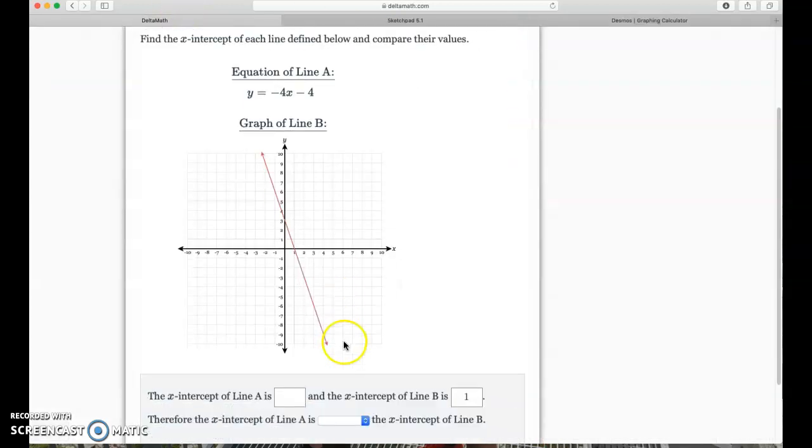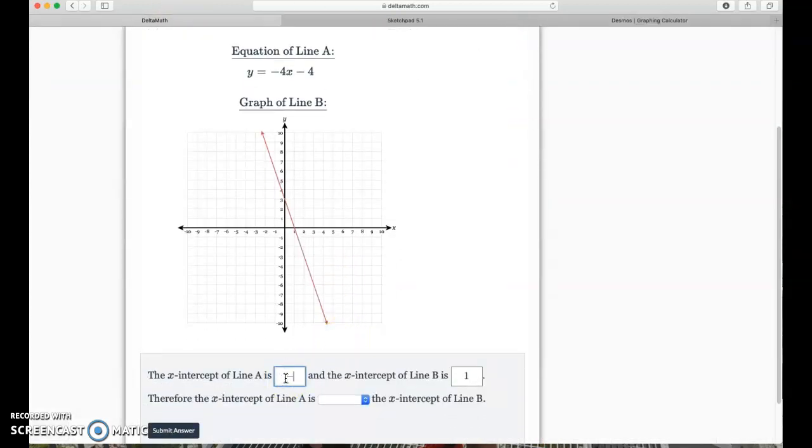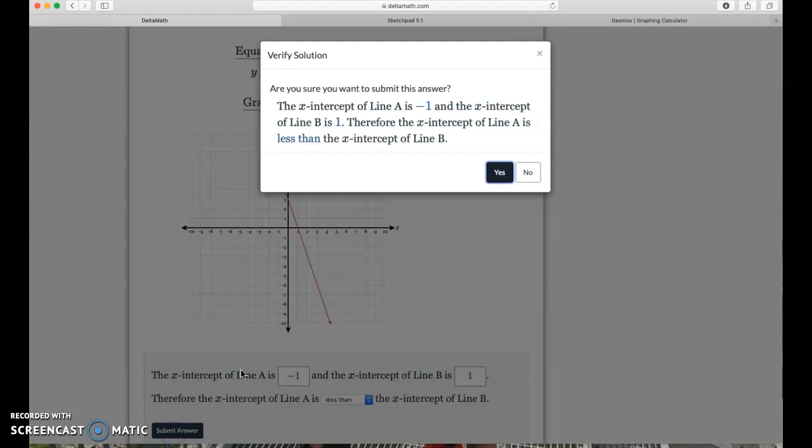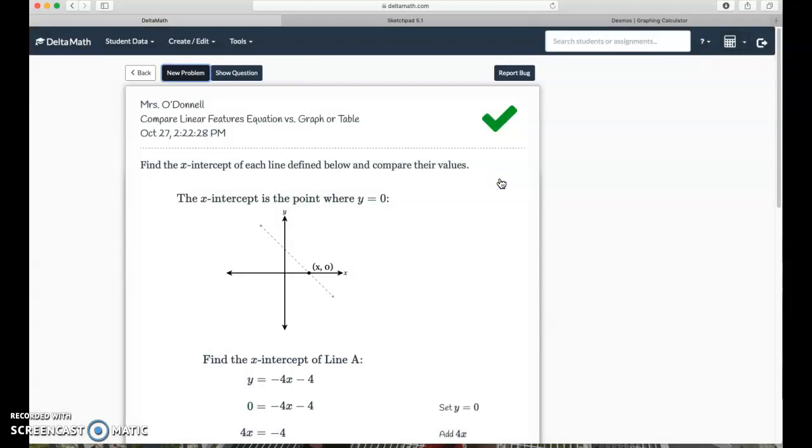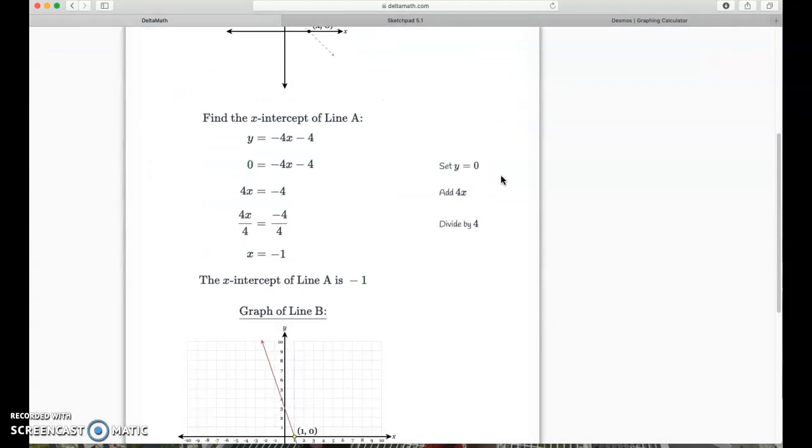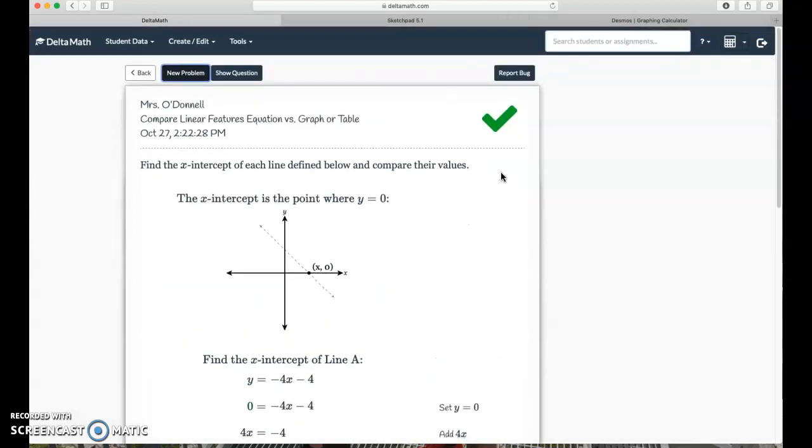Right, so my x-intercept for line A is at negative 1. So, hey, line A is less than line B. So the x-intercept of line A is less than the x-intercept of line B. Go ahead and click submit. All right, so now they liked that form a lot better. Okay, and that's really all there is to it.